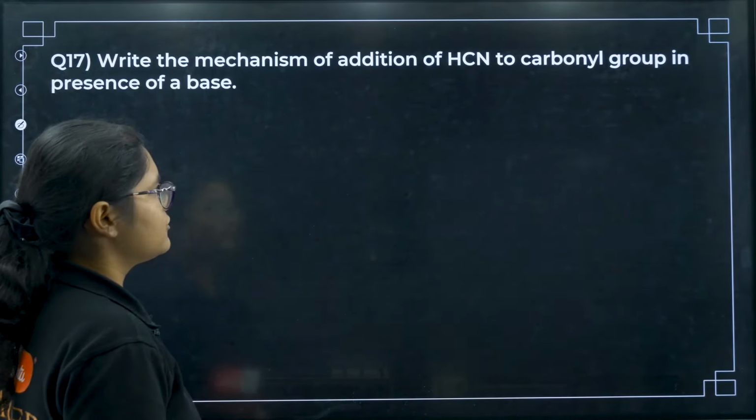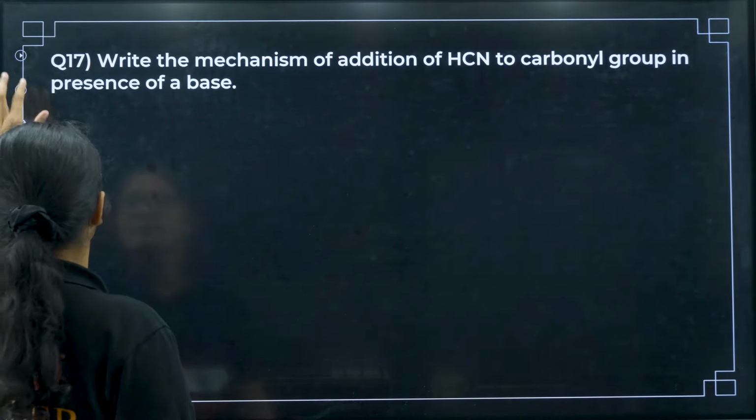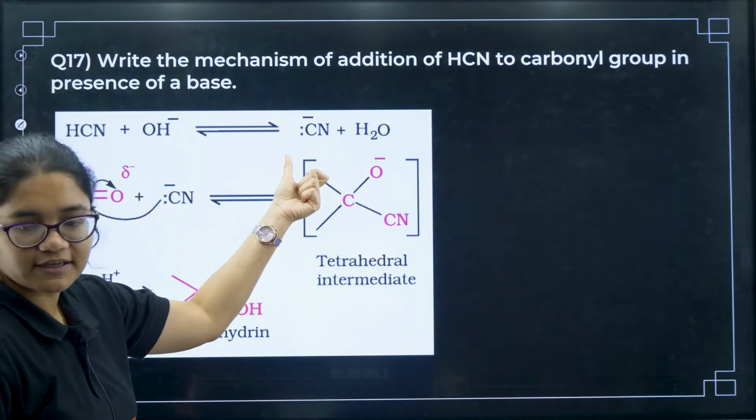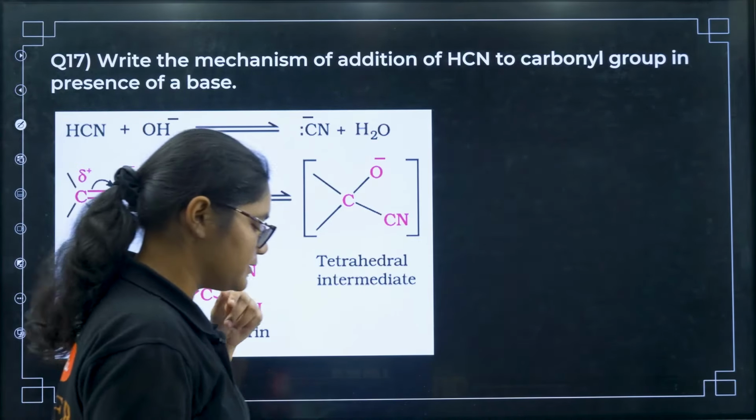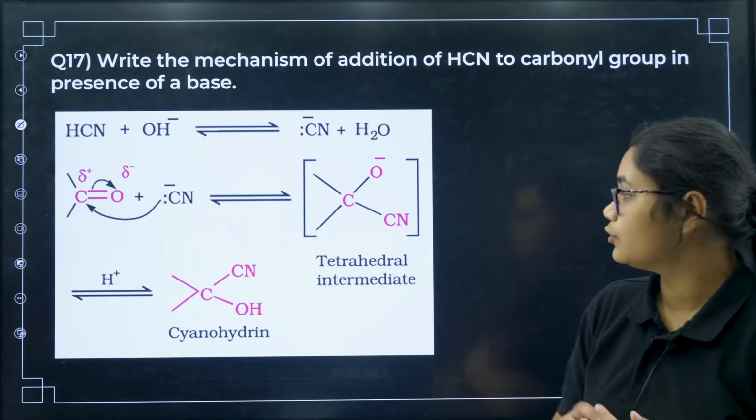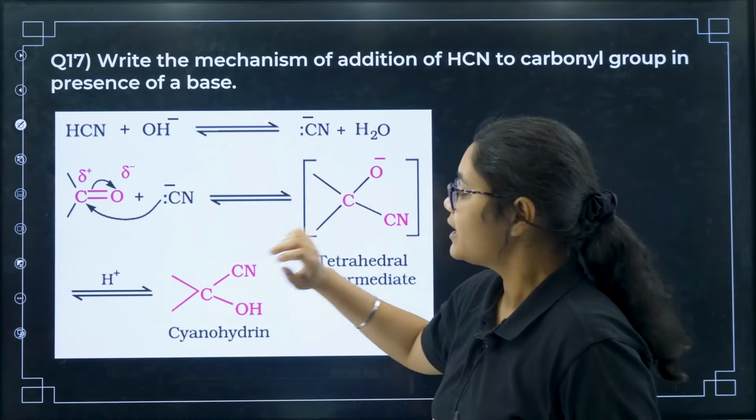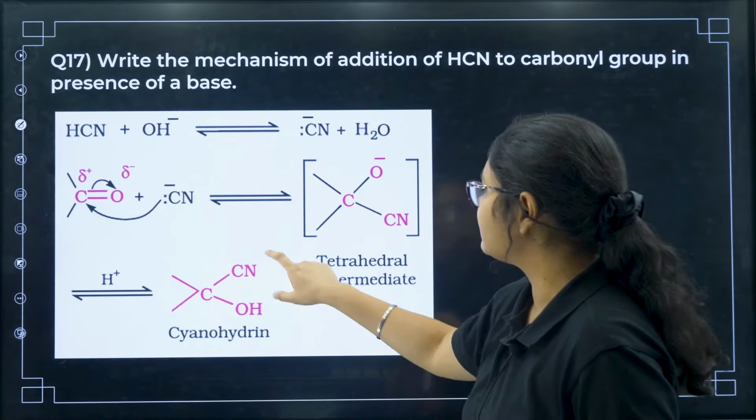Next, write the mechanism of addition of HCN to carbonyl compounds in the presence of a base. So this mechanism is there. First a nucleophile is generated, CN minus, then CN minus will attack the aldehyde group, or the electrophilic carbon, a tetrahedral intermediate is formed and after that H plus will attack and we will get this one.